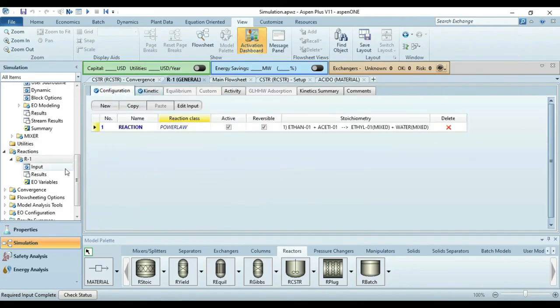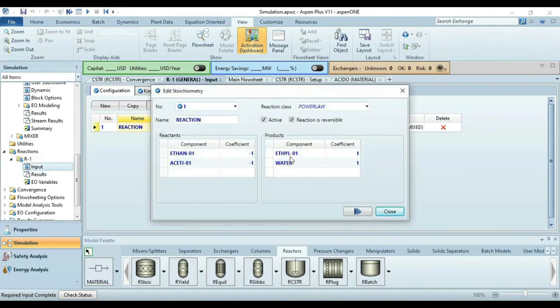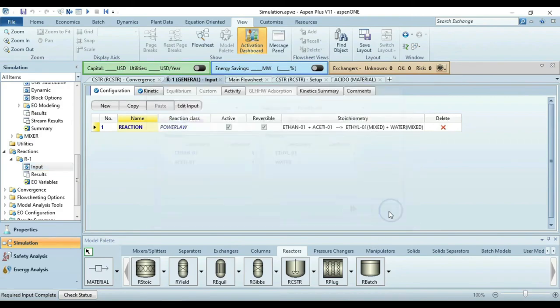Also, we need to select the input parameters, checking that the reaction is reversible. Okay, this reaction is active and it is reversible. We need to specify the coefficients. One mole of ethanol reacting with one mole of acetic acid, producing ethyl acetate and also water.